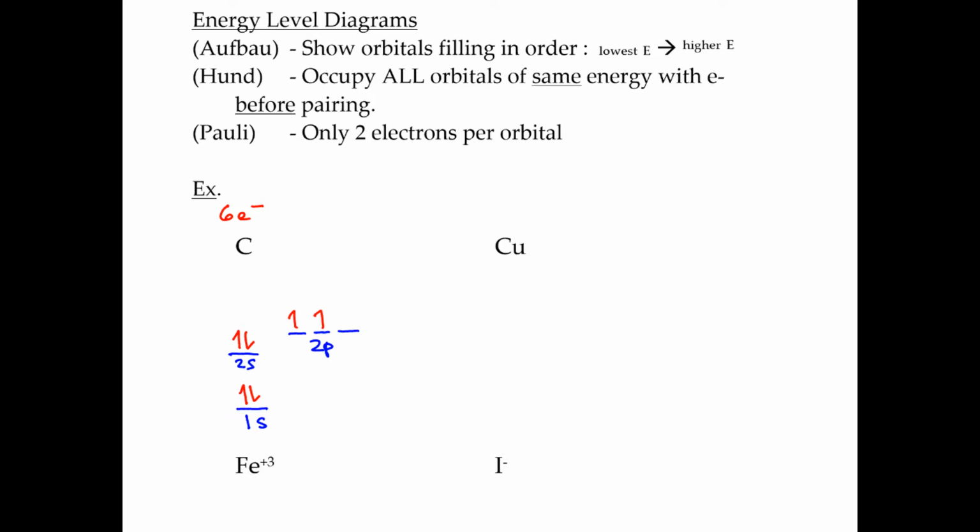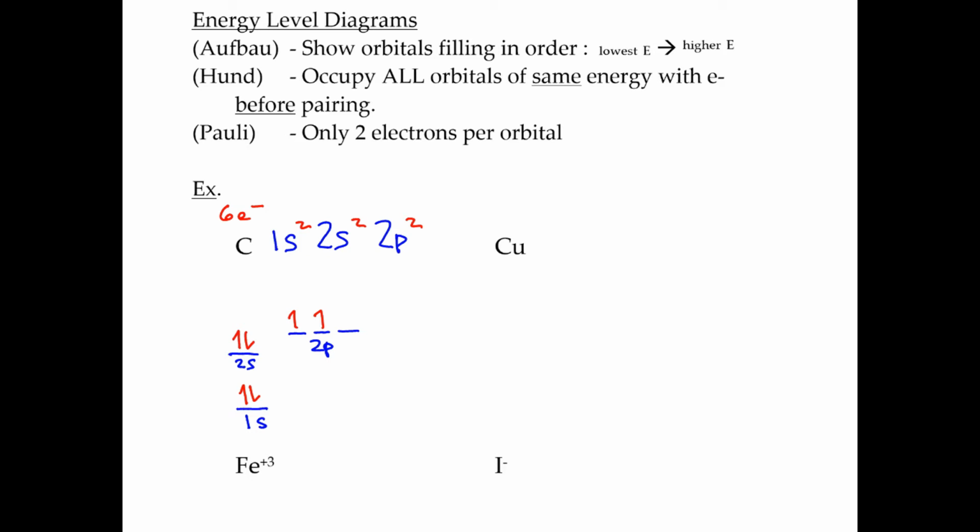So you would write 1s, and how many are in that? 2. Then you're going to move on to the 2s. How many are in that? The answer is 2. And then the 2p, how many are in that? The answer is 2. And that's done. That's the electron configuration of carbon. So we have drawn the energy level diagram right here. We wrote the electron configuration right here, and they match.